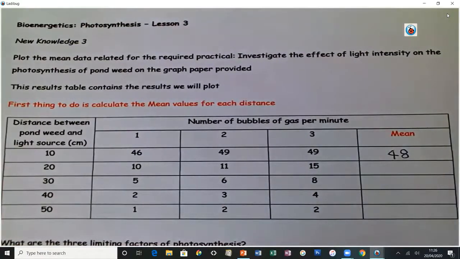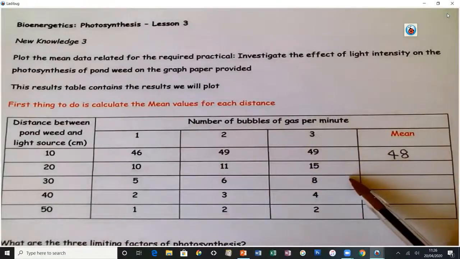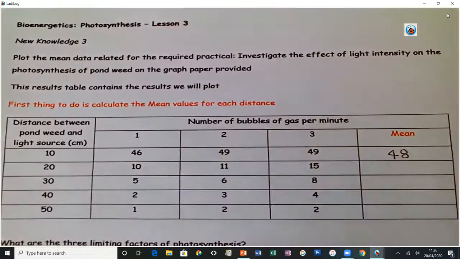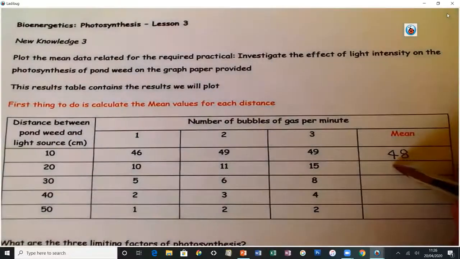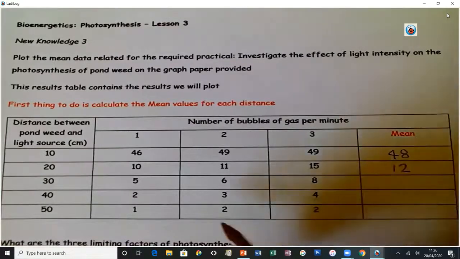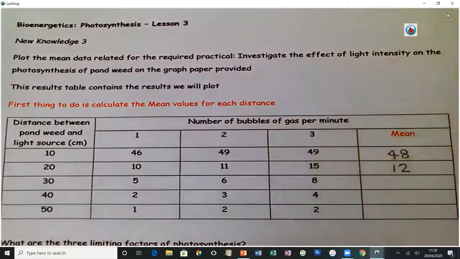at 20 centimeter distances, we have 10, 11, 15. If we add those together, we get 36. 36 divided by 3 is 12. Okay. For the 30 centimetre distance, we've got 5 plus 6 plus 8 is 19. Divided by 3 is 6.3 recurring.